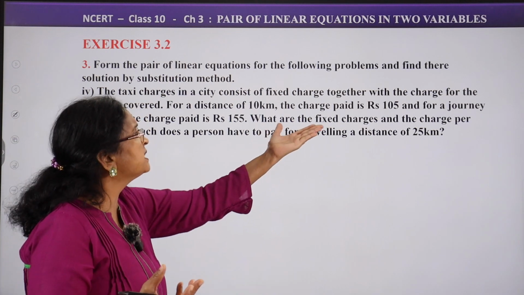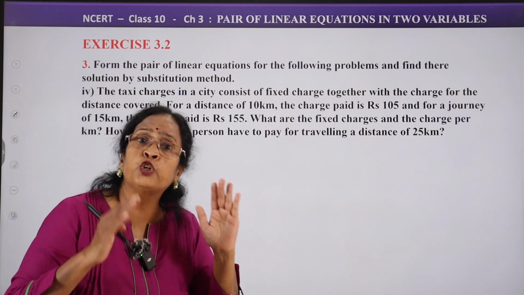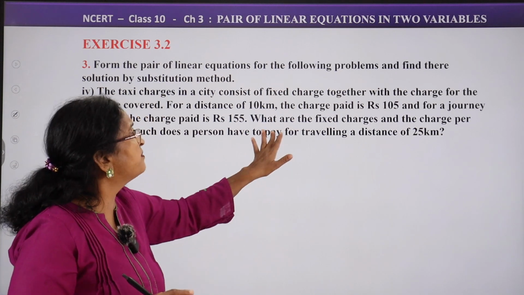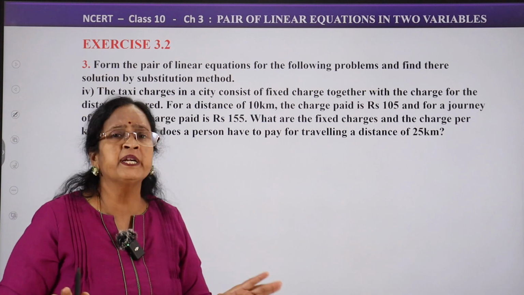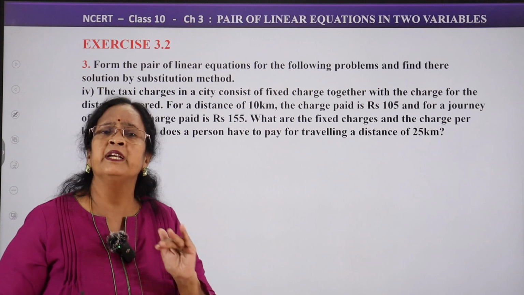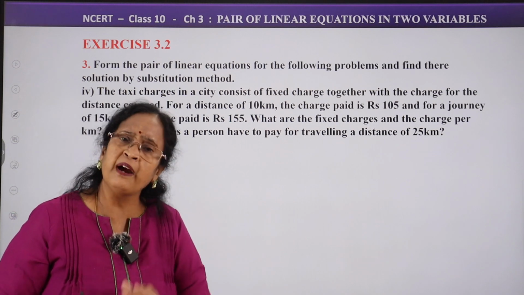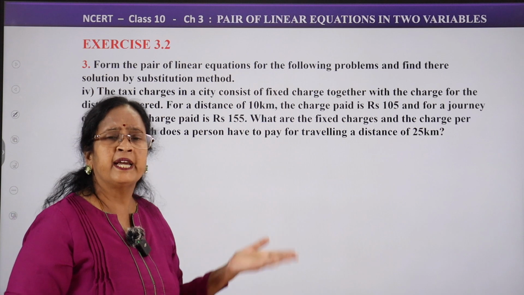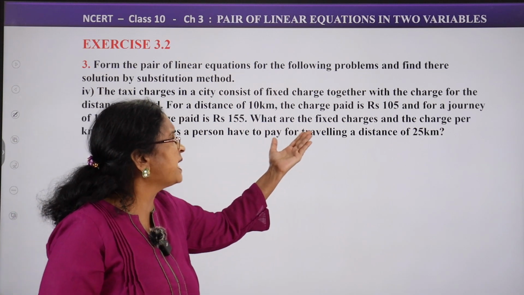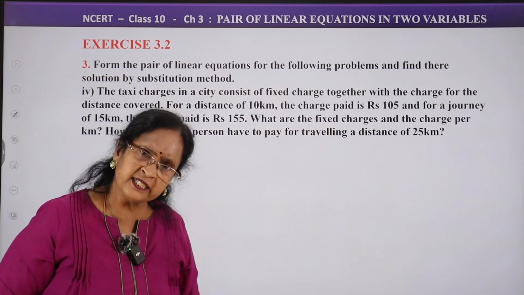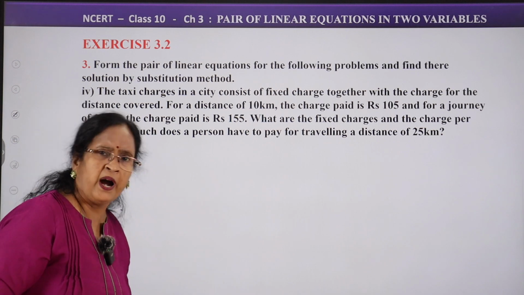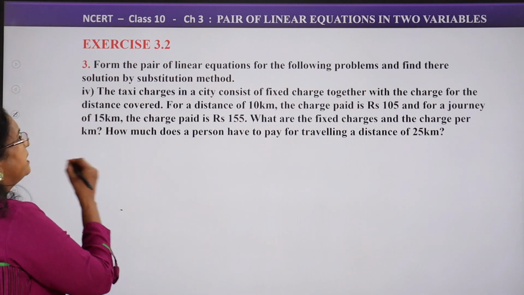For 10 kilometers it is 105. The total charge is given. Alright. But the fixed charge and charge per kilometer is not given. That is, we have to find out. So we have to find out. So let us take it as two variables. The first variable, let us take the fixed charge as x and charge per kilometer as y. Alright. So let us do that.